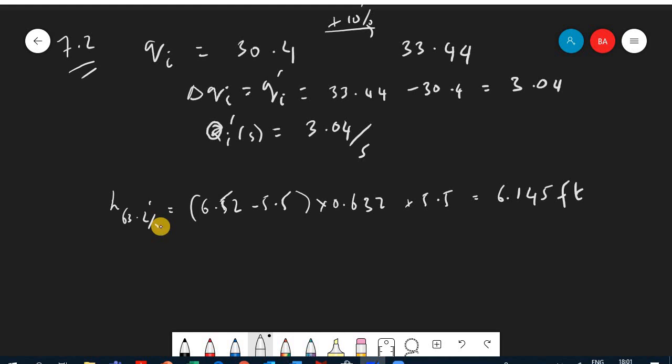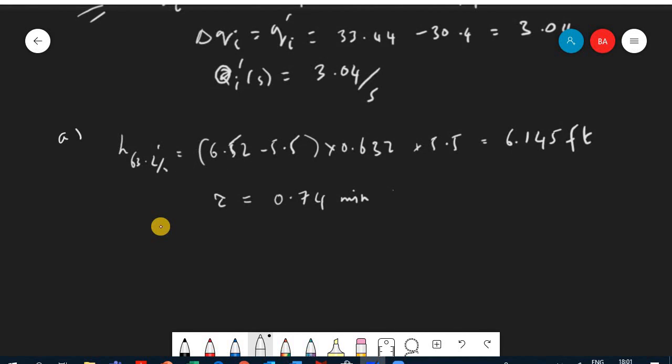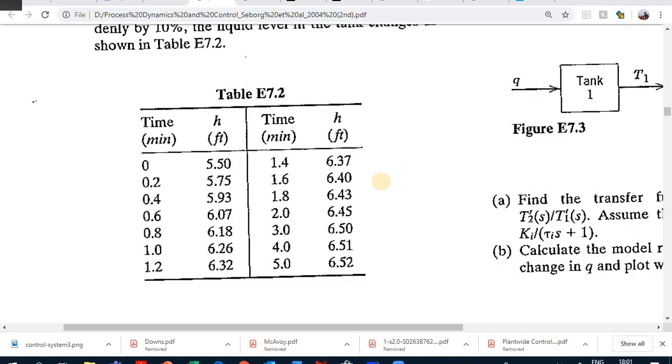So the T, or in this case instead of saying T, I'm going to say tau, is equal to 0.74 minutes. So that was our first method using the 63.2%. What about the second method?